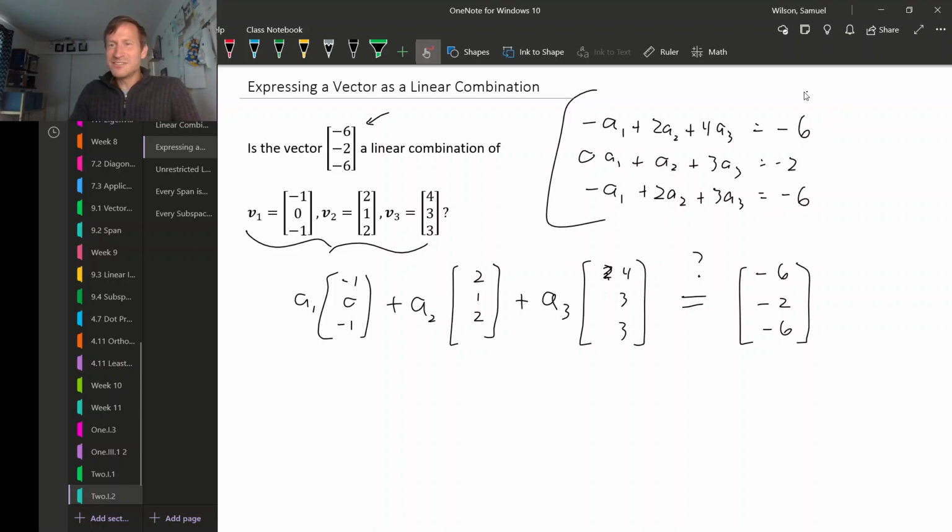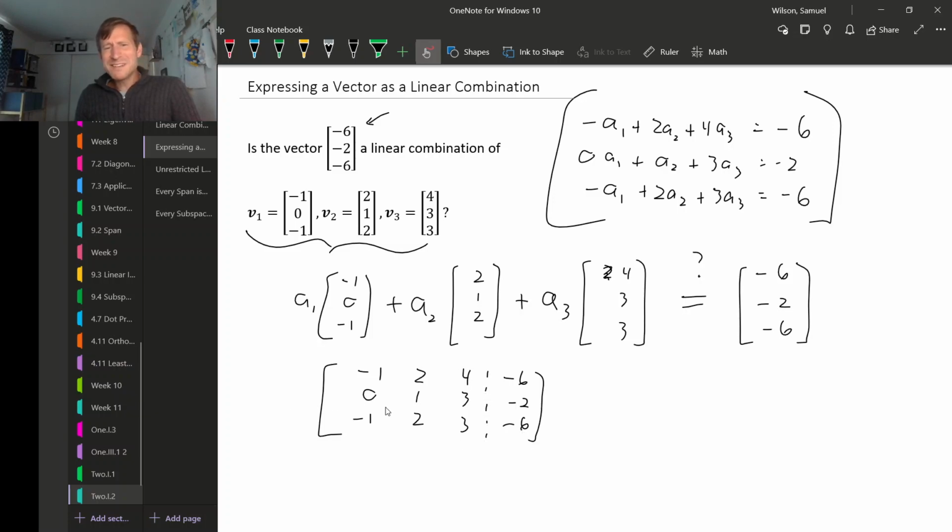Look, this is a linear system, right? With 3 unknowns, a1, a2, and a3. So we already know how to solve this linear system. Just write down an augmented matrix representing this system, and then do row reduction. In fact, when we write down the augmented matrix for this system, -1, 0, -1 down the first column, and then 2, 1, 2, 4, 3, 3, and then -6, -2, -6 in our augmented column. When we write down this augmented matrix, look, the vectors that we started with are making up these columns, and the vector that we're aiming for is the augmented column.